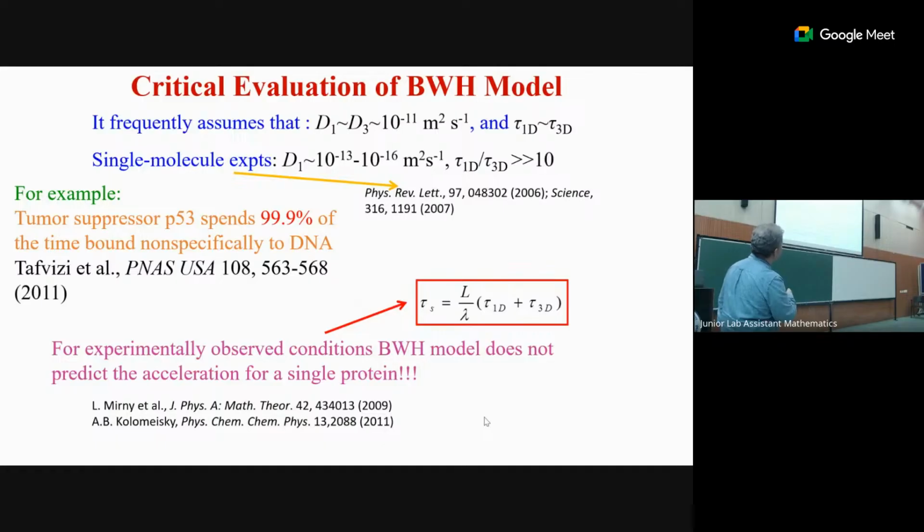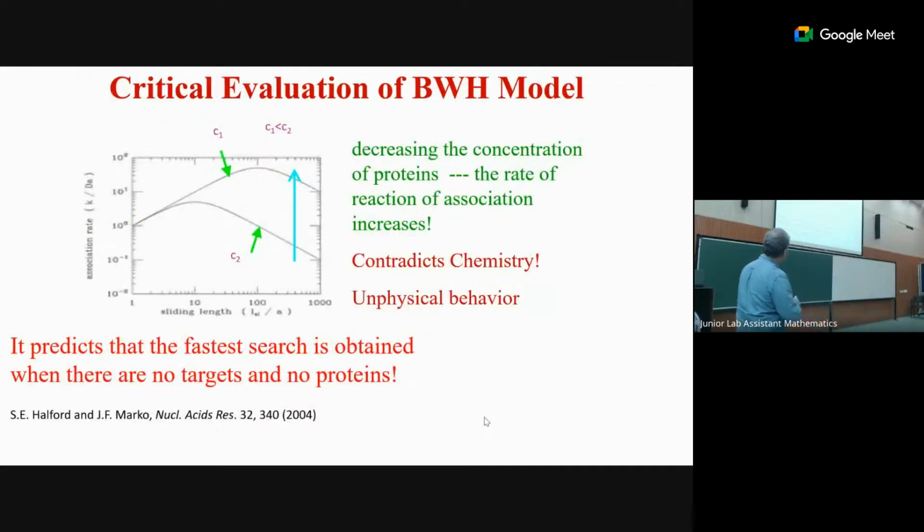You are very slowly moving on DNA, and you are mostly on DNA, and if you put these experimental conditions into this theory, you will never get acceleration. You always get worse. So for example, this protein P53 that I mentioned, there were experiments looking at this P53 moving on DNA, and they found that 99.9% of the time you were on DNA. And if you're very slow on DNA, how can the overall process be fast? So it's not correct.